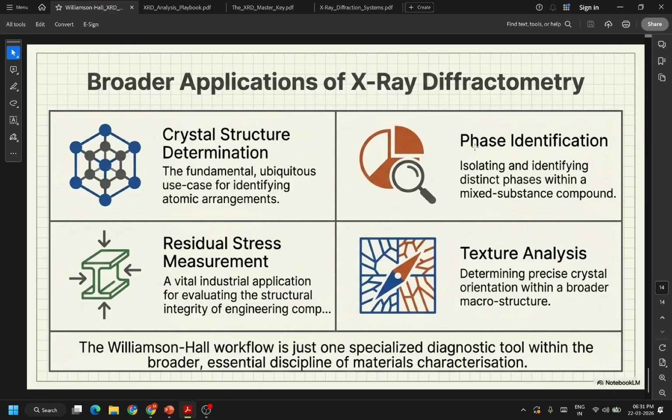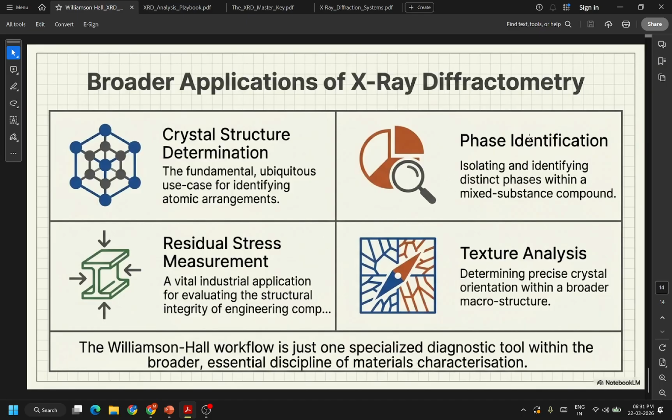So what are the applications of XRD? It can be used for crystal structure determination. This is the main fundamental use case of XRD, to identify atomic arrangements. It can be used for residual stress measurement, to calculate the residual stress inside your material, which is very important for evaluating the structural integrity of engineered components.